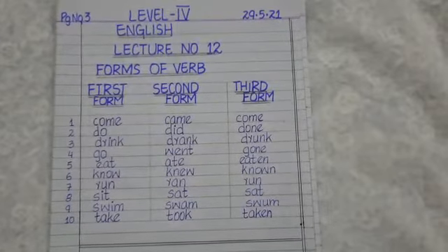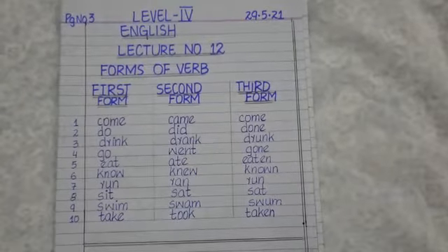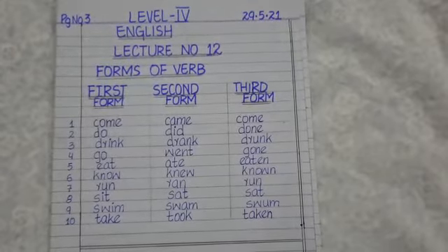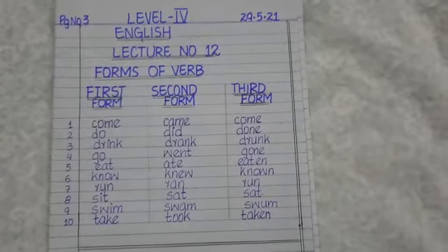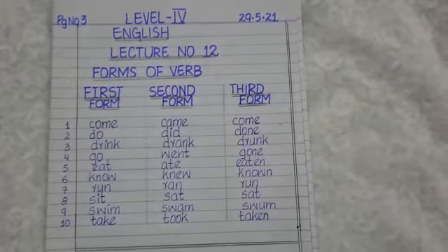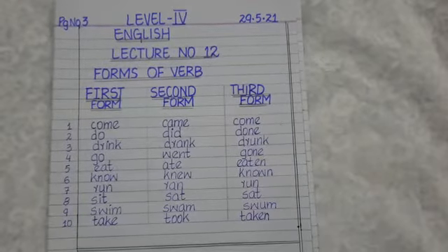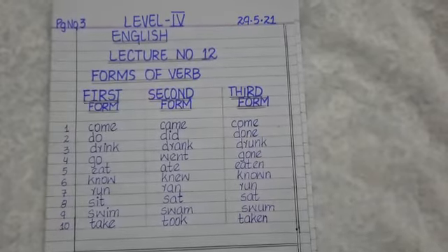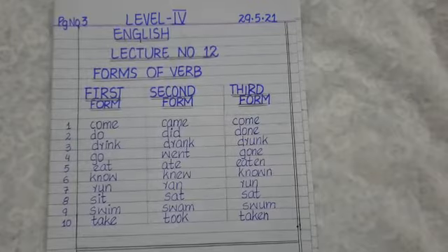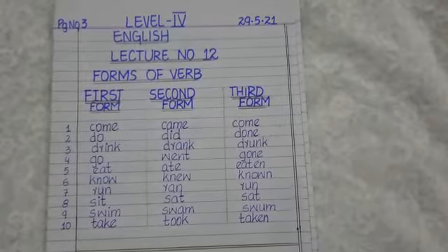Go is the first form, went is the second form, gone is the third form. Eat is the first form, ate is the second form, eaten is the third form. Know is the first form, knew is the second form, known is the third form. Run is the first form, ran is the second form, and run is the third form, that is past participle.